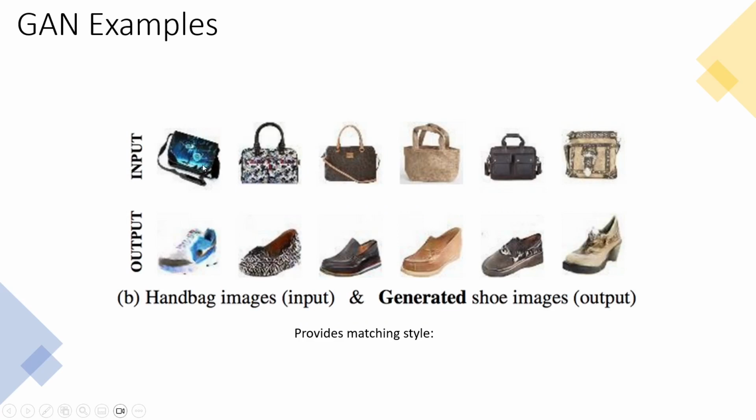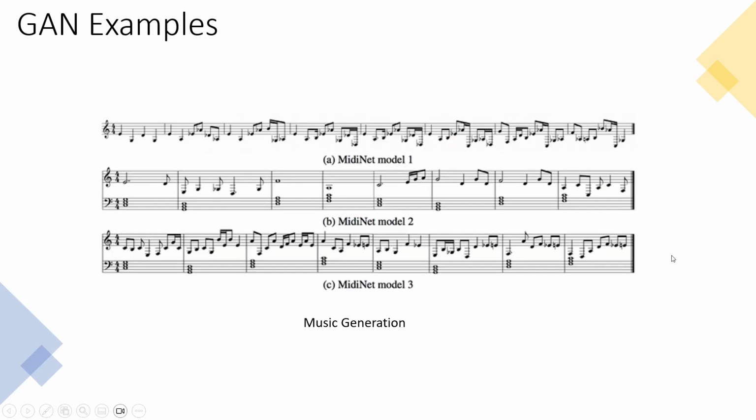So you can basically generate styles. You are given an input handbag, for example, and the output is if you wear this shoe, for example, with this handbag, then you have a good style. So it's basically producing you a matching style for fashion purposes. And yet another example of GANs is music generation. You basically train your network and then it starts generating you new melodies. Music generation is yet another example for GAN usage.